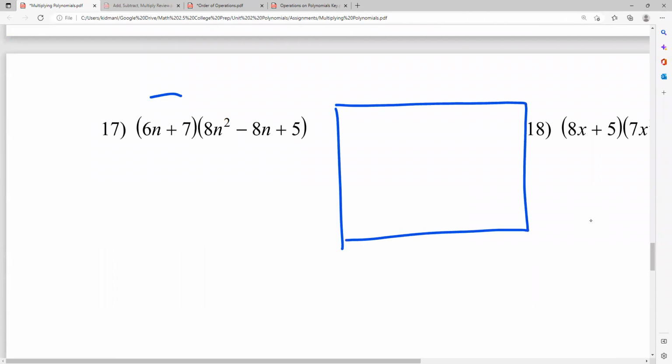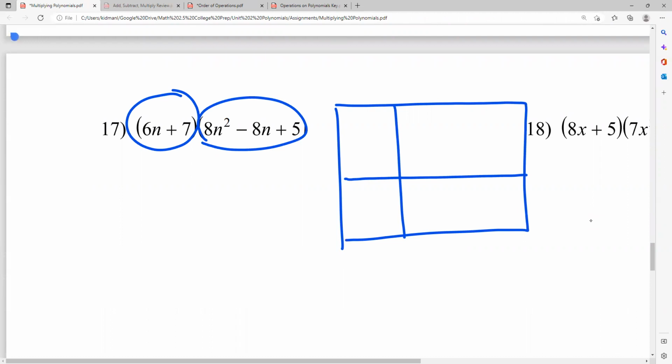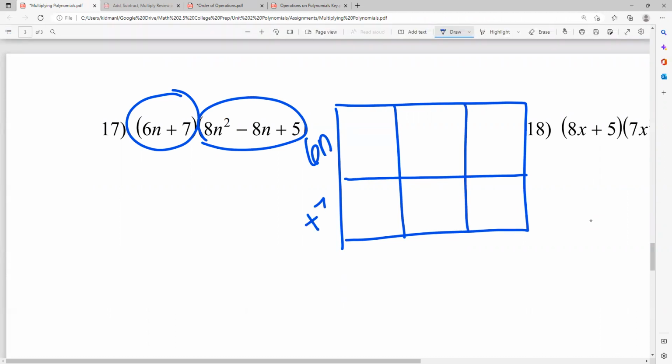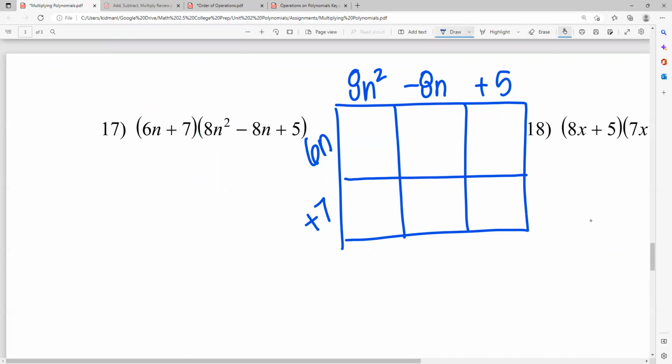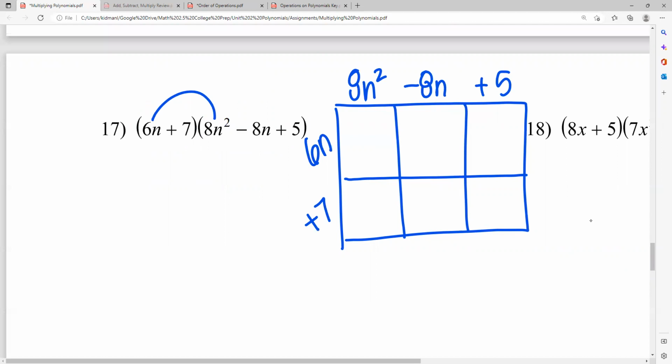Now I have 2 the first time, so I'm going to split it into 2, and I've got 3 pieces the second time, so I'm going to split that one into 3, and then we can go ahead and write them. 6n, +7, 8n squared minus 8n plus 5. Now, if you have both of those written, which is awesome, you can also do it that other way with our distributing. So we would do our 6n times 8n squared, and you'd write that number down. I'm going to put it in the box here, but you can see how we would do it.